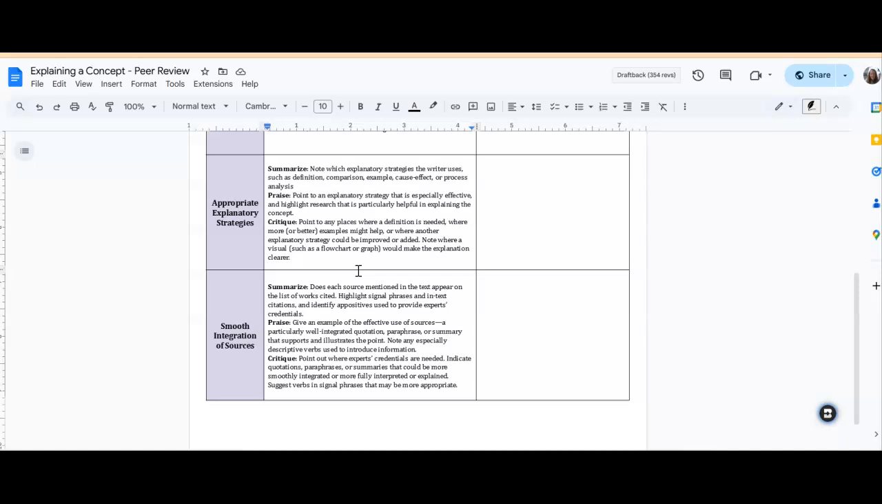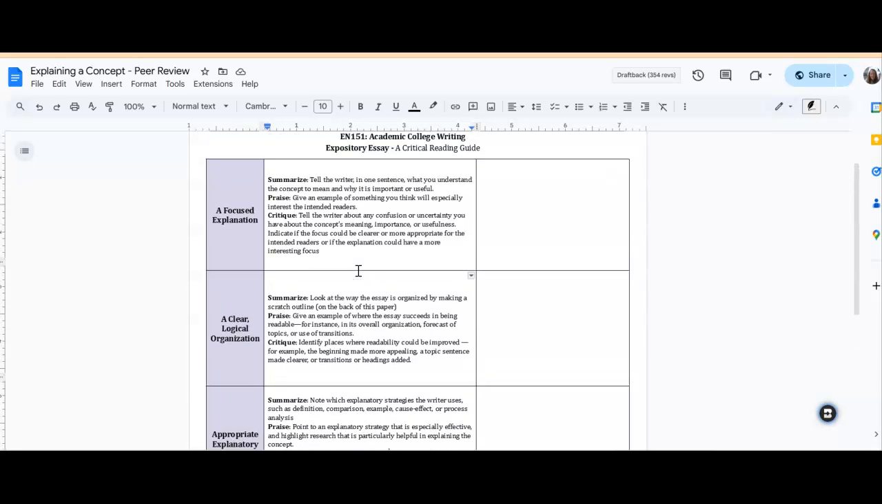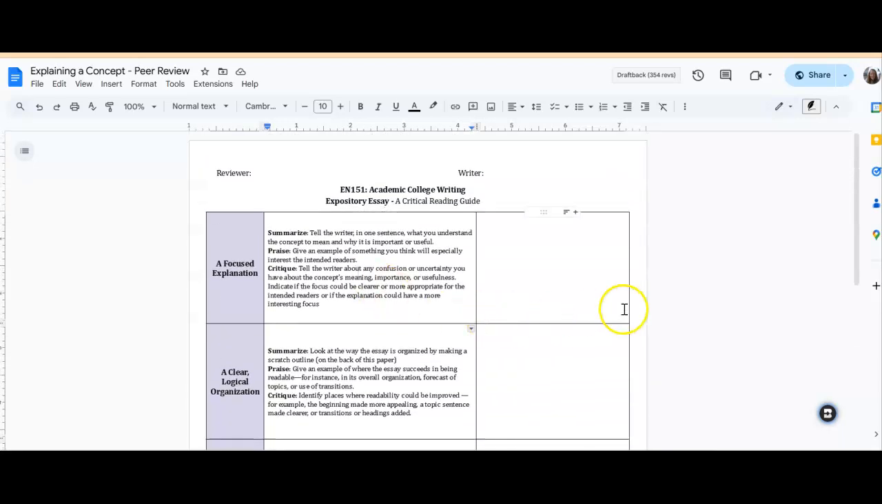And then last but not least, how do they integrate their sources? Are they introducing them? Are they giving a little background? Or are they just dropping it in and not giving any explanation of where it's coming from? So that's the broad overview of the critique guide. But before you get to that, some key points that I want you to consider.